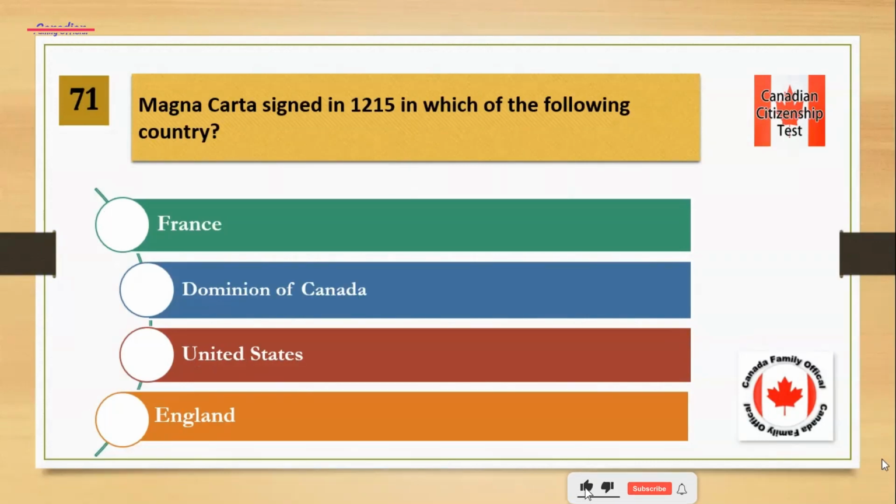The Magna Carta was signed in 1215 in which of the following countries? Number 1 France. Number 2 Dominion of Canada. Number 3 United States. Number 4 England. And the answer is England.